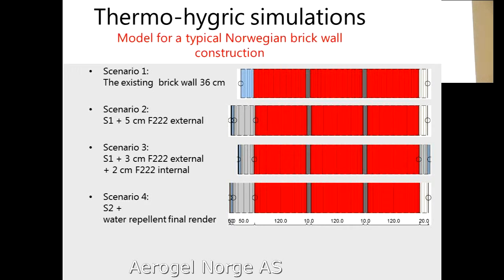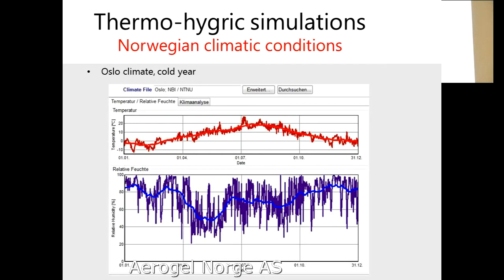Of course, for making a simulation, you need some boundary conditions. That means climatic data. And this software is called WUFI. It comes from the Fraunhofer Gesellschaft near Munich. So we have chosen here the weather of Oslo. You see here a cold weather, a design reference, which has been taken here. You see here the temperature. It's an average temperature over, I think, 10 years.